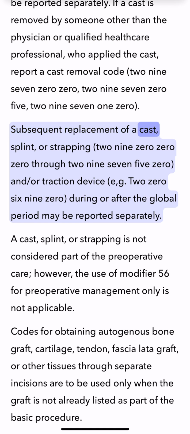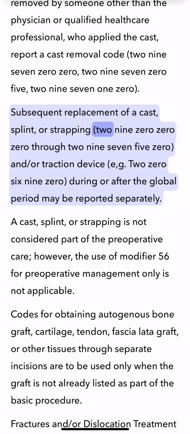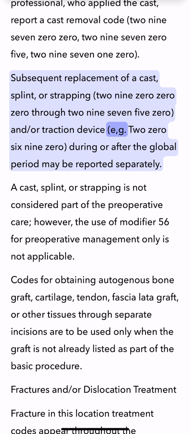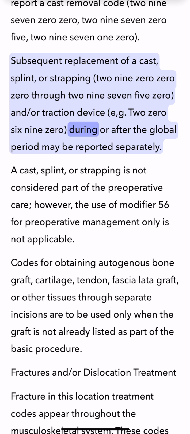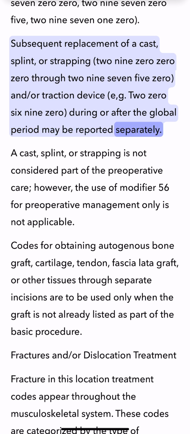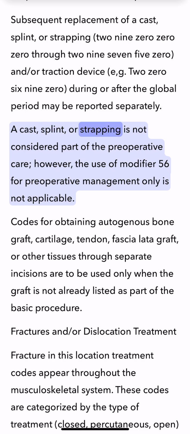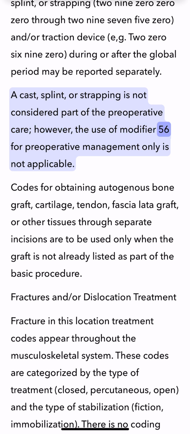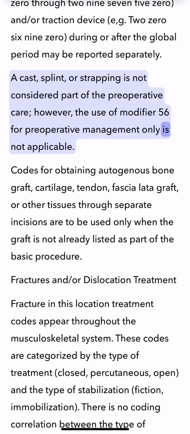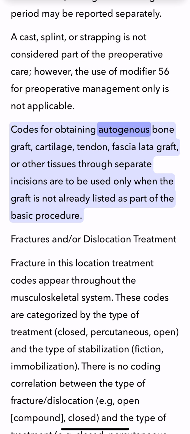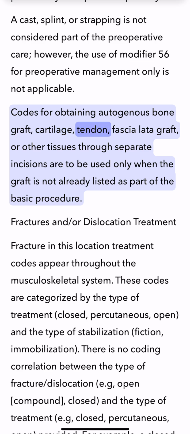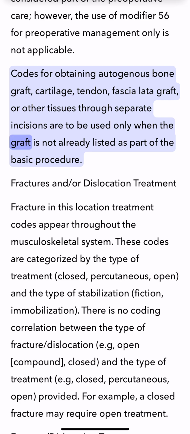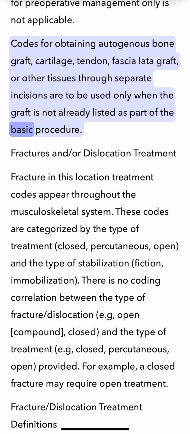Subsequent replacement of a cast, splint, or strapping 29000 through 29750 and/or traction device, e.g. 20690 during or after the global period may be reported separately. A cast, splint, or strapping is not considered part of the preoperative care. However, the use of modifier 56 for preoperative management only is not applicable. Codes for obtaining autogenous bone graft, cartilage, tendon, fascial autograft, or other tissues through separate incisions are to be used only when the graft is not already listed as part of the basic procedure.